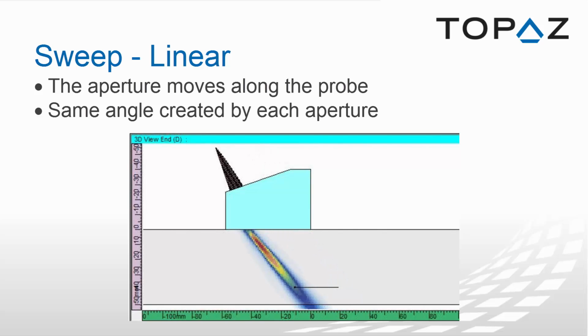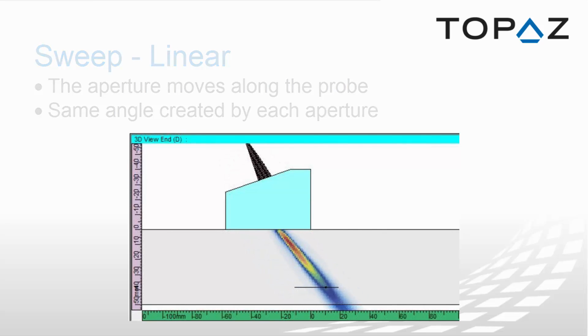A linear sweep uses an aperture that moves along the probe to create each beam. As seen in the animation, each set of elements creates one focal law and then moves by the selected resolution and creates another one, and so on, always applying the same delays.